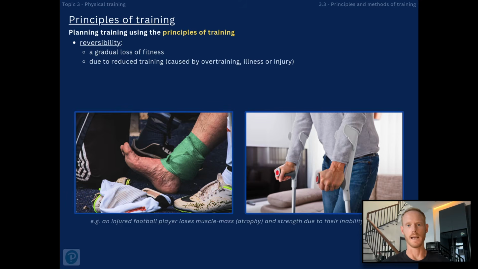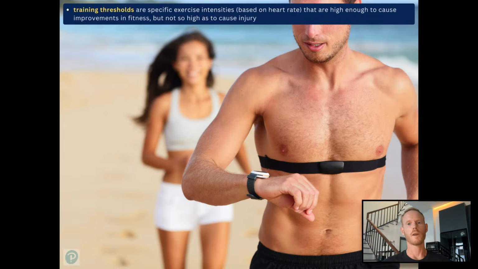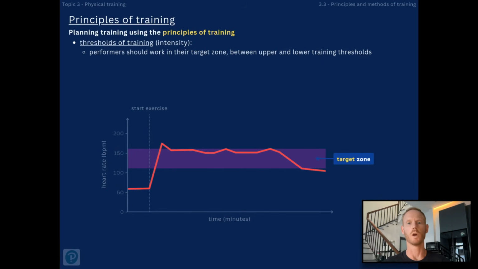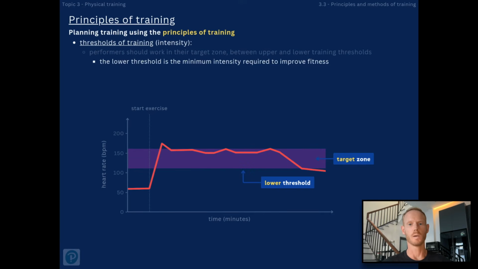The final principle is thresholds of training, which refers to the need for training to be undertaken at an appropriate intensity. It suggests that a performer should work within their target zone, between upper and lower training thresholds. The lower threshold is the minimum intensity required to improve fitness, and the upper threshold is the maximum recommended intensity. Working beyond the upper threshold could lead to overtraining.